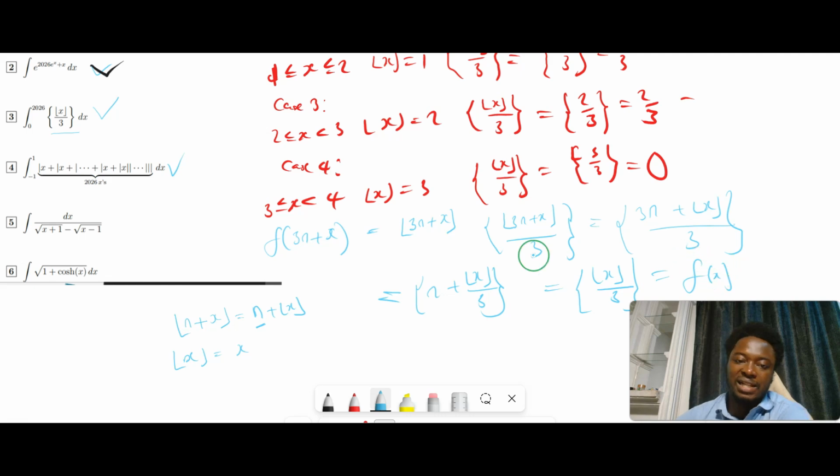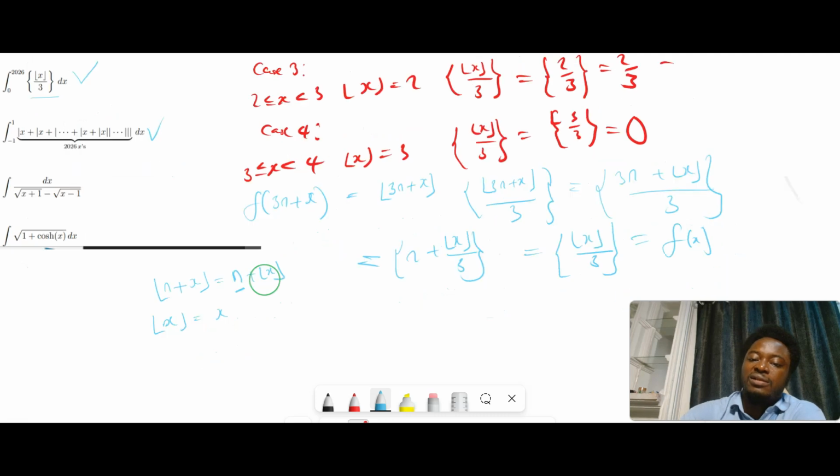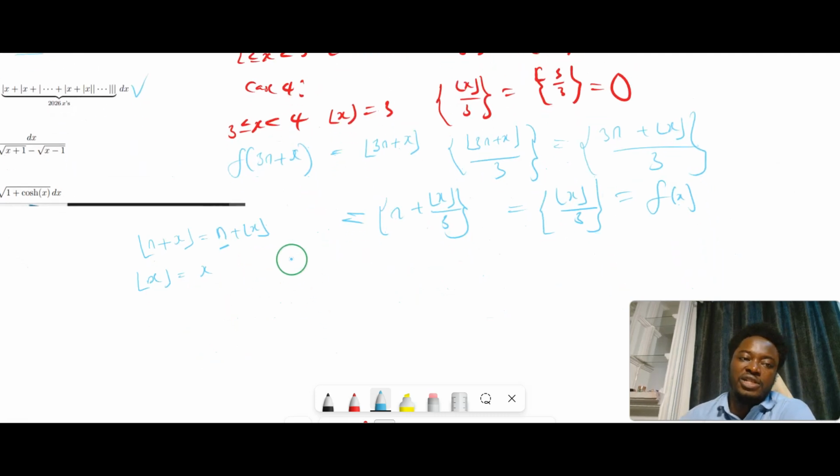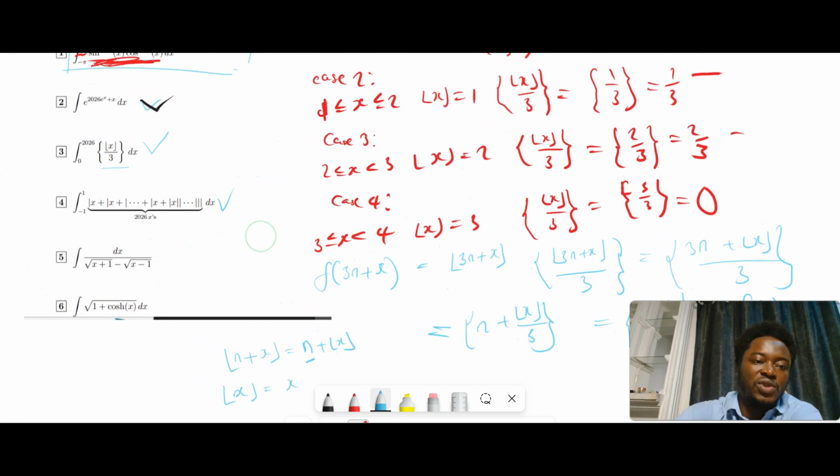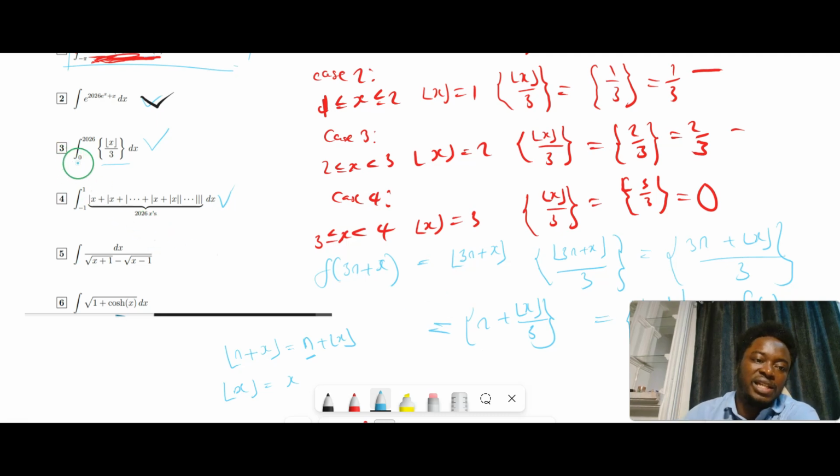So it is clear that this function is periodic with period 3. So that means that our limit of integration, being from 0 to 2026, we're taking this from 0 to 2026. So what we're going to do here is divide this interval by 3. So we're going to divide 2026 by 3.